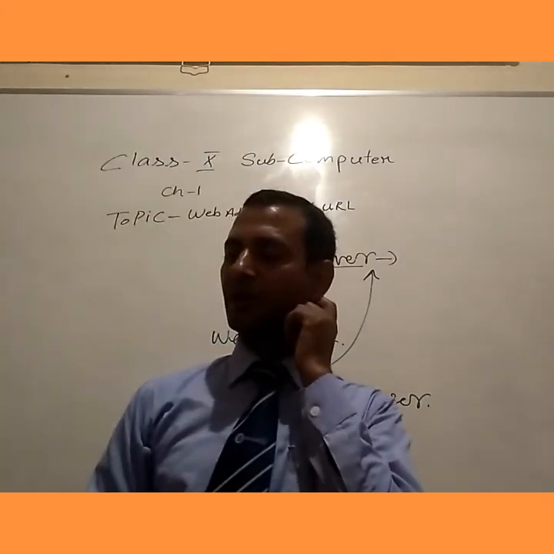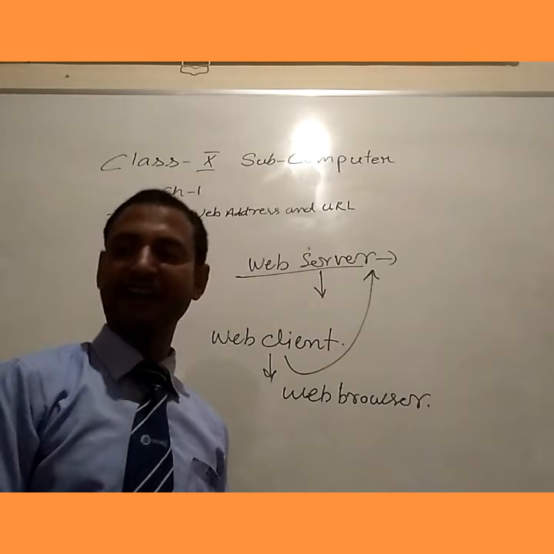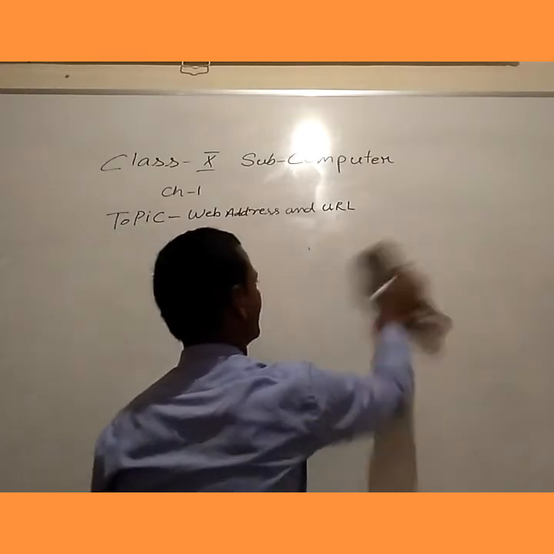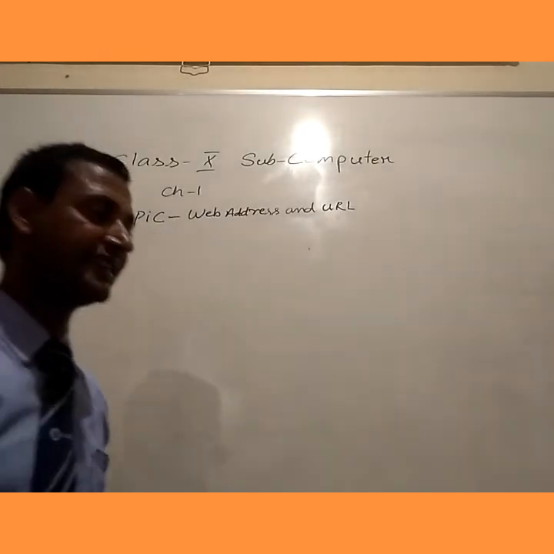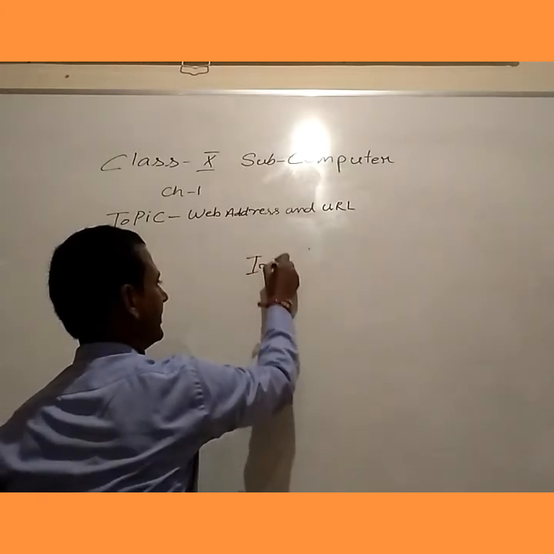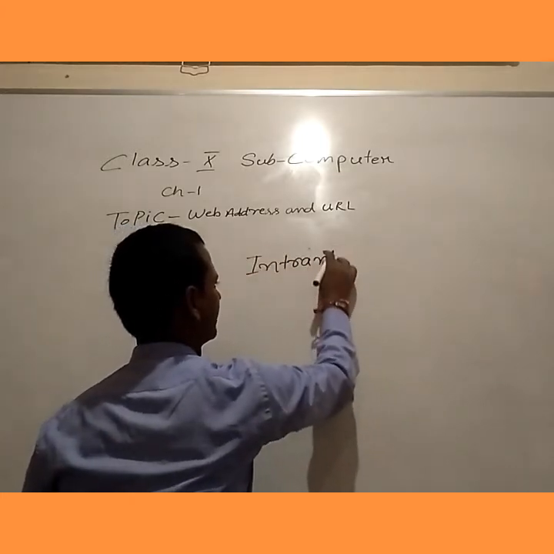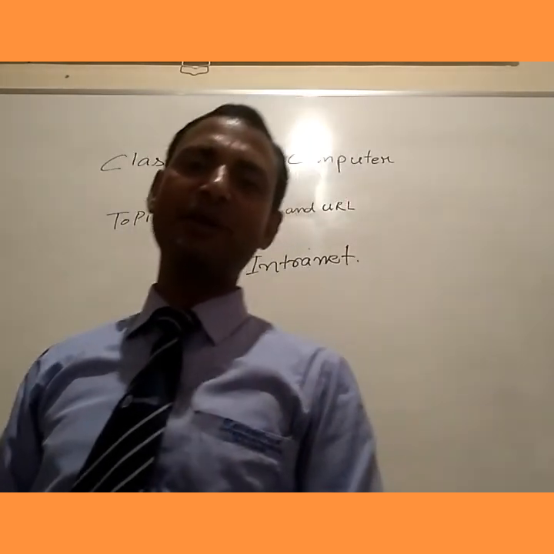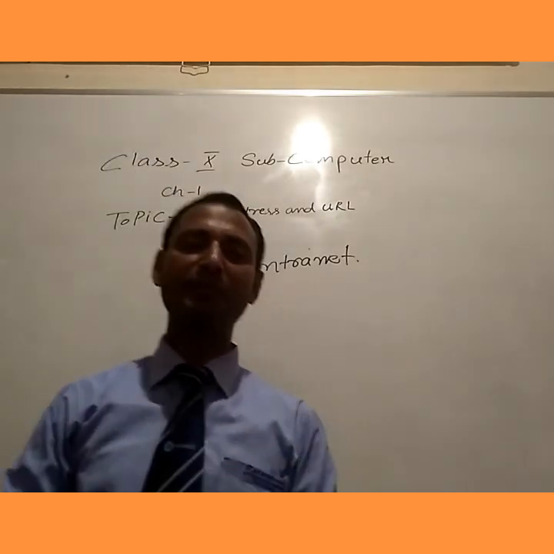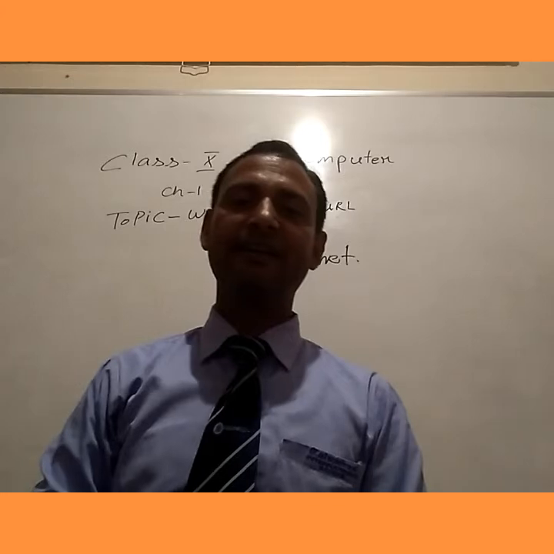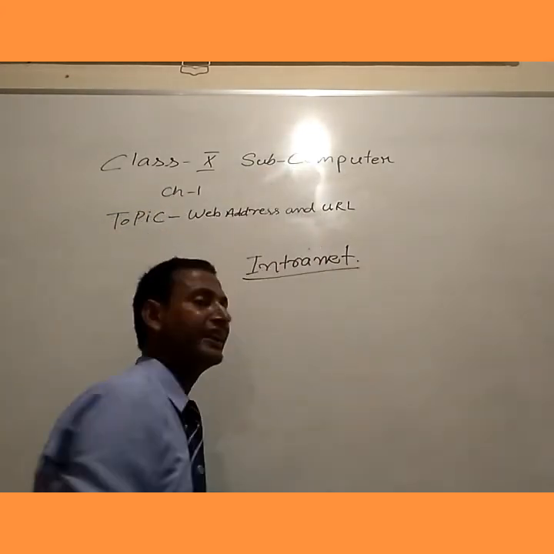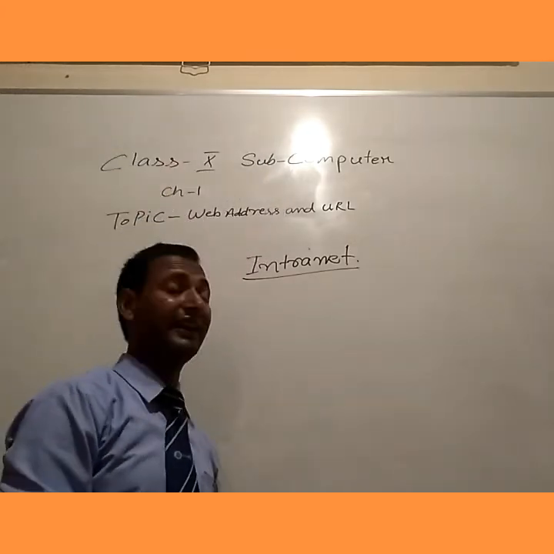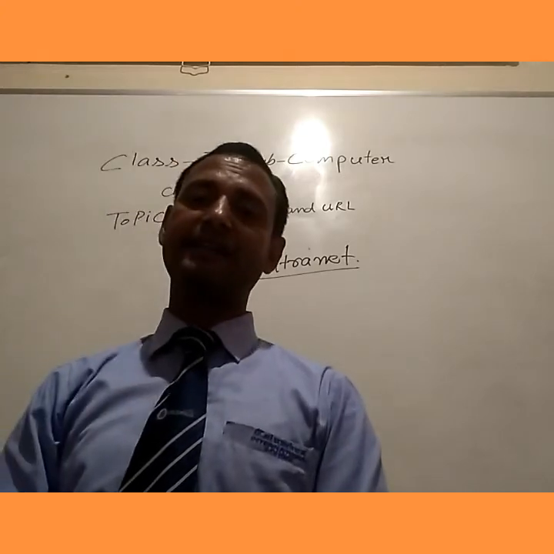Next term is intranet. A term in computer is called an intranet. Let's see what the intranet is. Intranet is a private network. You all know that you have learned many things about the internet. Now this is the term intranet. What is an intranet? Intranet is a private service and private network and it is generally used within an organization.